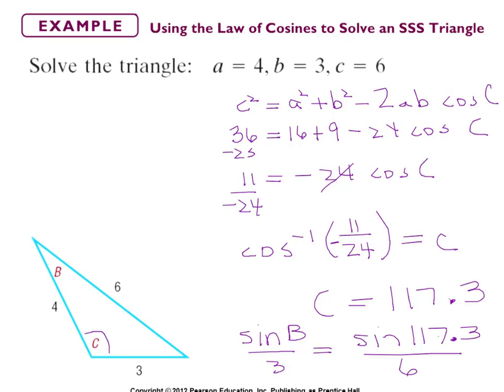And by the way, if you solve for the largest angle, there is no ambiguous case because I can't have another angle that's greater than 90 degrees. So I'm done with the ambiguous case, and I can just solve for the value of B that I get.